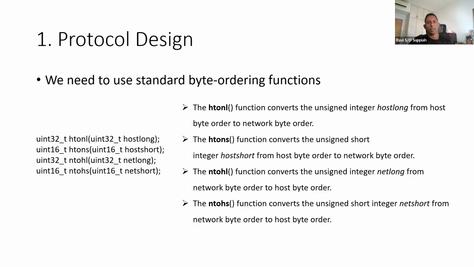The byte ordering functions, like what I said, are the ones that convert host to network and network to host. These are just to highlight the functions that we're using, but we don't need to worry too much. The idea is that they abstract the endianness order for us. Whatever the endianness is, these functions will help us convert to the correct one.